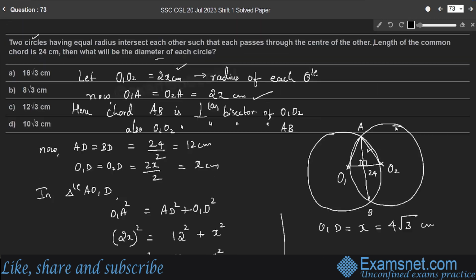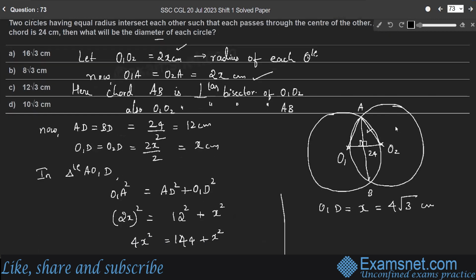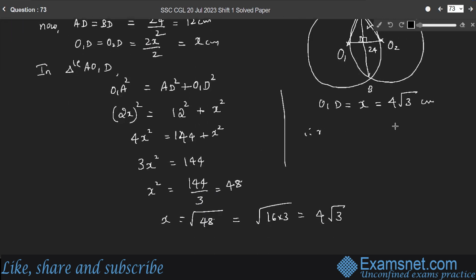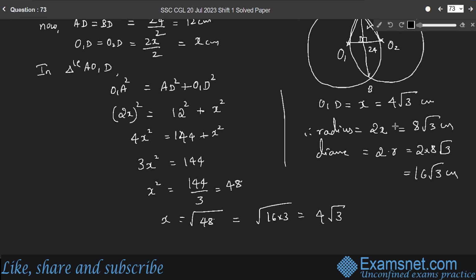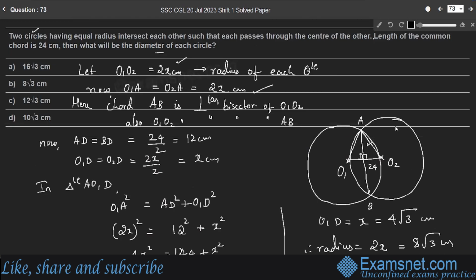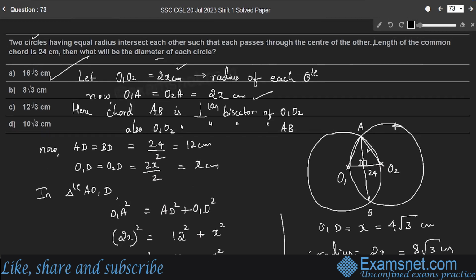So here we need diameter. Before going to diameter, what is the radius? According to our assumption, it is 2x. So 2 times x is 8 root 3 centimeter. Therefore diameter of the circle, diameter is 2 times radius, so 2 times 8 root 3, which is 16 root 3 centimeter. Diameter of the circle is 16 root 3. So option A is the right answer.